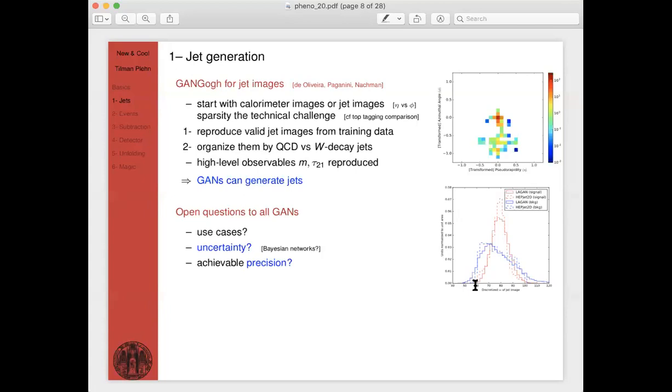The second question, which the paper talks about quite a bit, is the uncertainty. How do I understand the uncertainty in these jets? How different are the training and test samples? What is an uncertainty, an error bar? And the other one, which as a theorist we always wonder when hearing our experimental colleagues talk about precision physics: what's the achievable precision in such an analysis? How precisely can these GANs actually reproduce whatever training data we have?